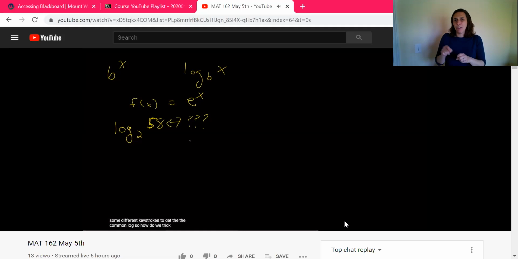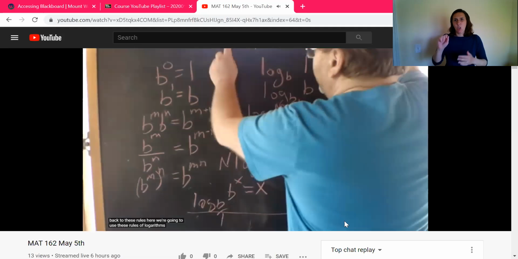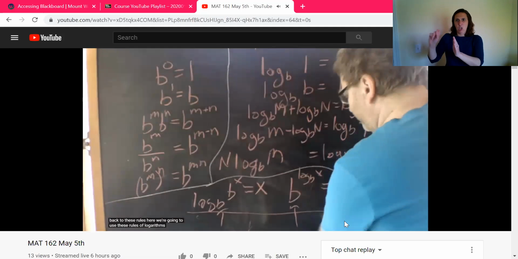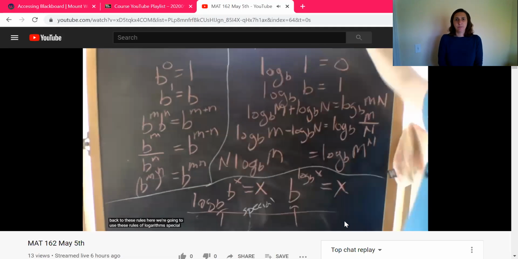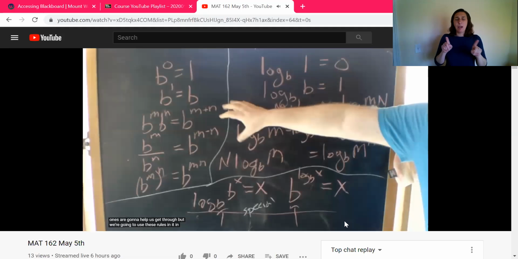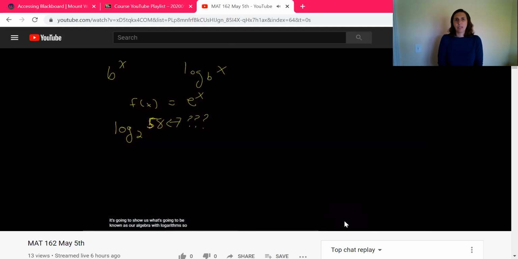So how do we trick the calculator? And we're going to go back to these rules. Here, we're going to use these rules of logarithms. I'm actually going to put a dotted line between the exponential rules and the logarithm rules, and then these are our special ones. Special ones are going to help us get through, but we're going to use these rules in tandem with these to let us solve. And it's going to show us what's going to be known as our algebra with logarithms.